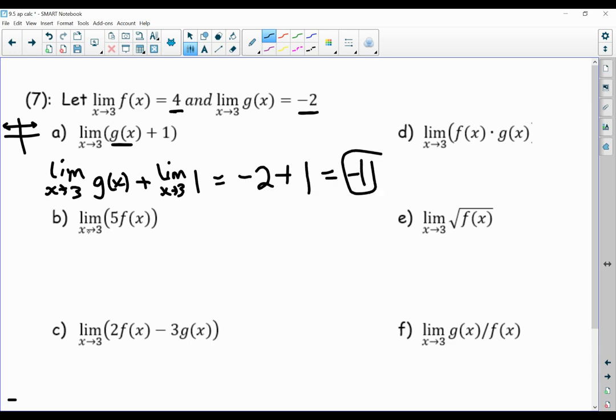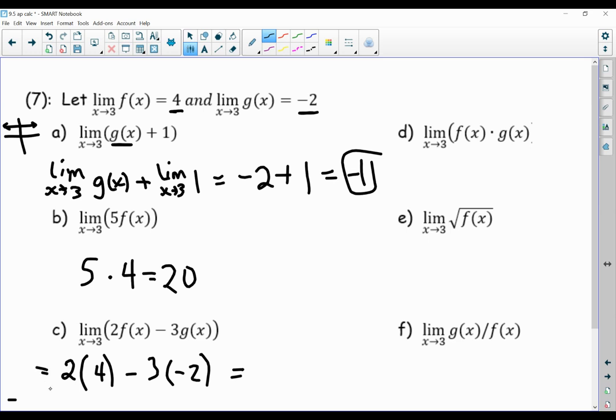All right, constant multiple rule here. If I want the limit as x approaches 3 of 5 times f of x, I'm just going to do 5 times the limit of f of x, which is 4. That gives me 20. 2 times f of x minus 3 times g of x would be my limit. So 2 times 4 minus 3 times -2 gives me 8 plus 6, which is 14. If I wanted to find the limit as x approaches 3 of f of x times g of x, I'm just going to do 4 times -2 and get -8.